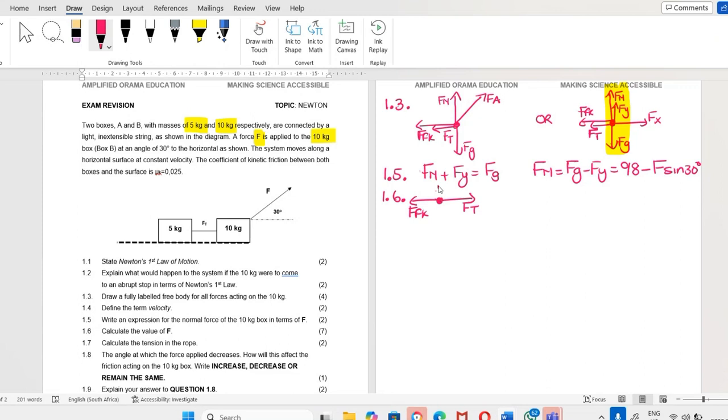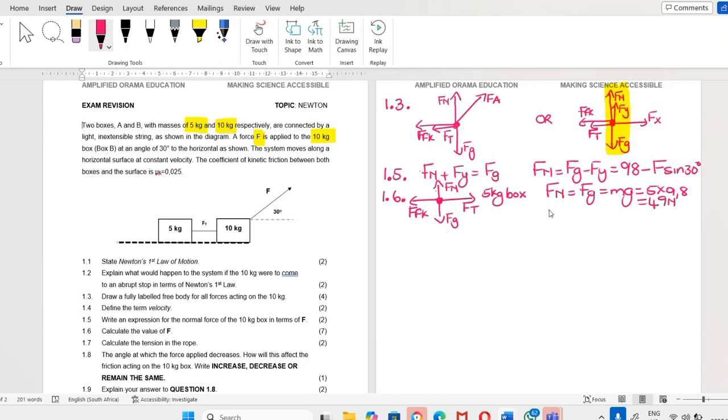And obviously we also have the vertical forces Fg and Fn. This is particularly for the 5 kg box. So for us to determine, first and foremost, the normal force that is acting on the 5 kg, that would be equal to Fg, which would then be equal to mg, and that would be equal to 5 times 9.8, which is then equal to 49 newtons.